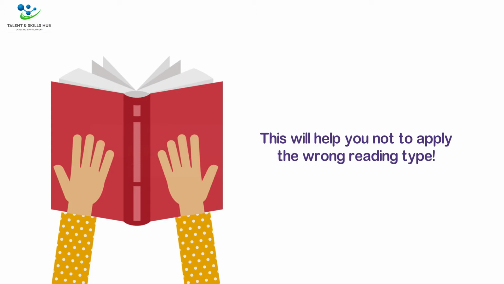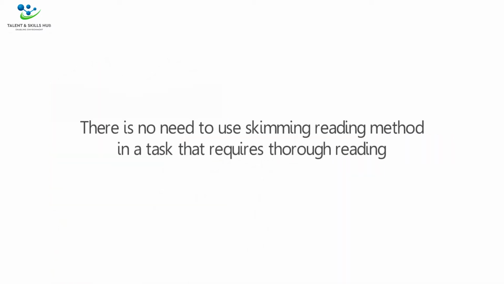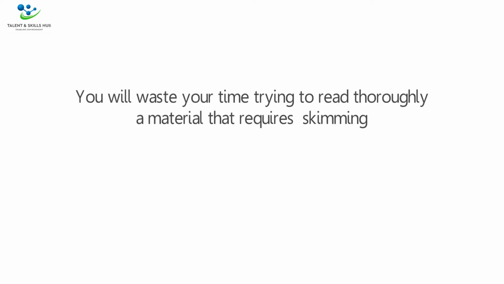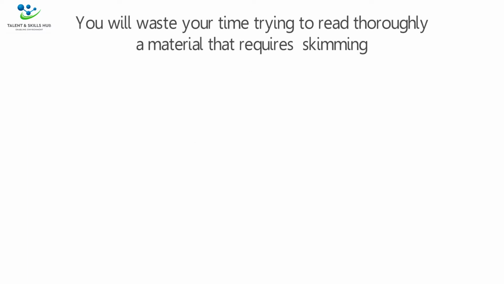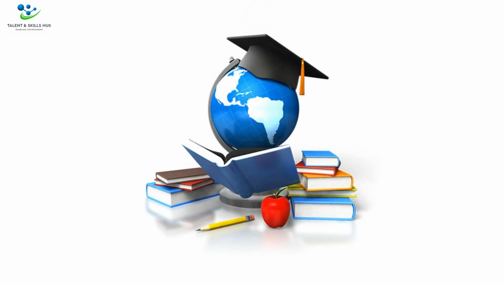This will help you not to apply the wrong reading type over a task that requires a different reading approach. For example, there is no need to use skimming reading method in a task that requires thorough reading. On the other hand, you will waste your time trying to read thoroughly a material that requires skimming. Hence, you should make reading appropriate to the material you are working with.